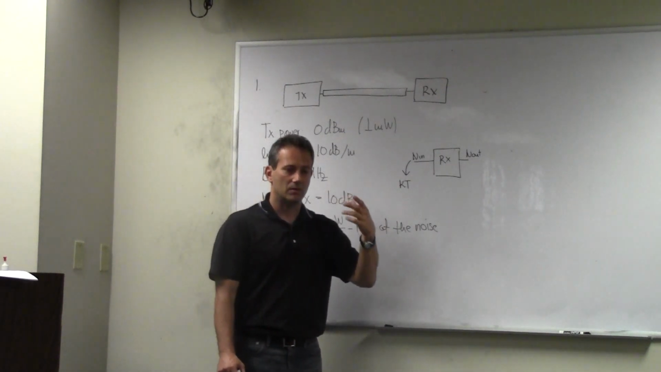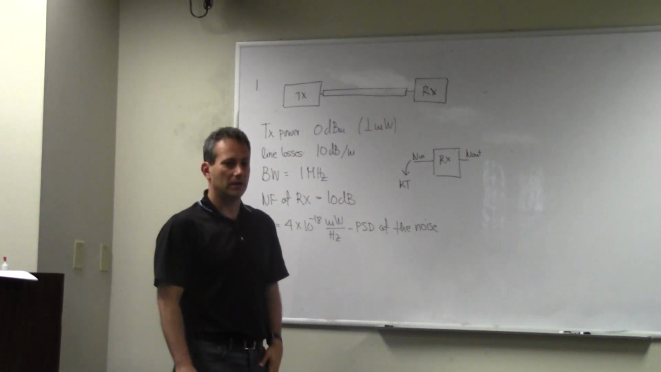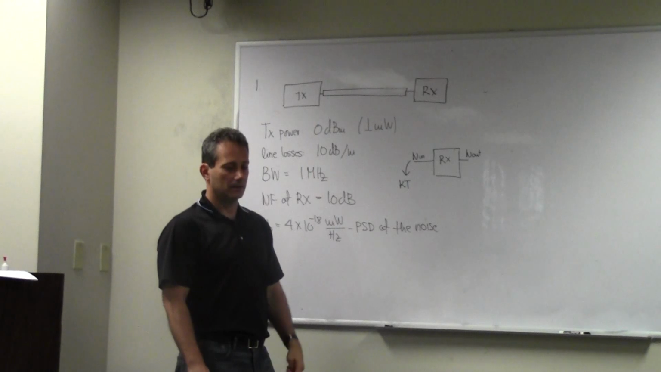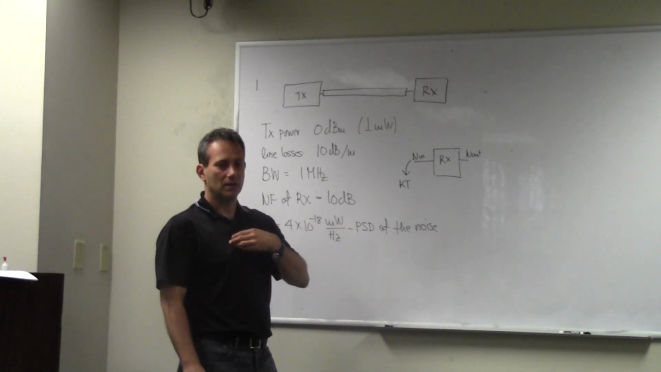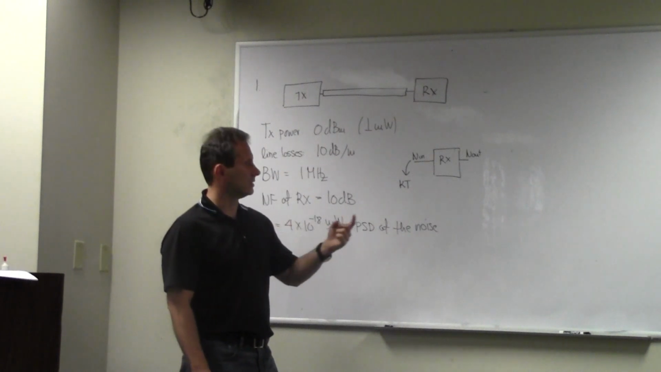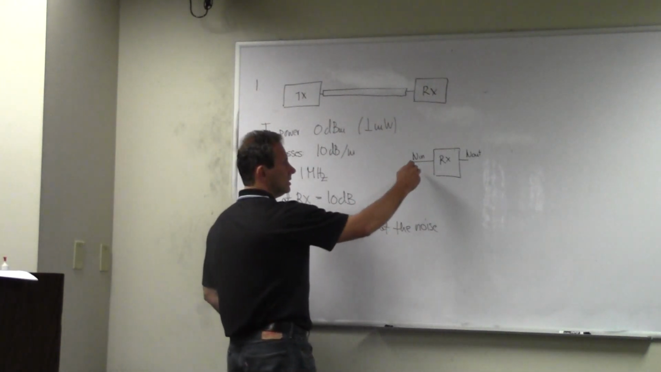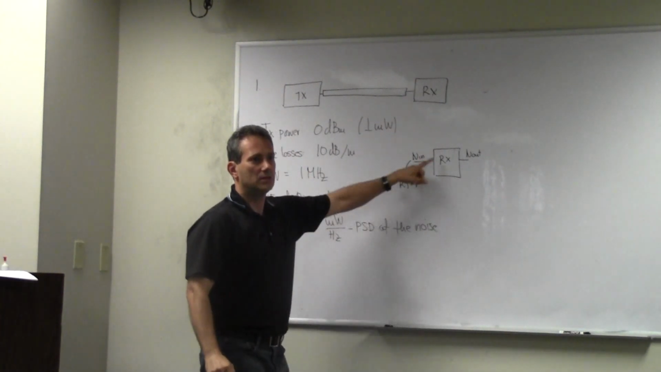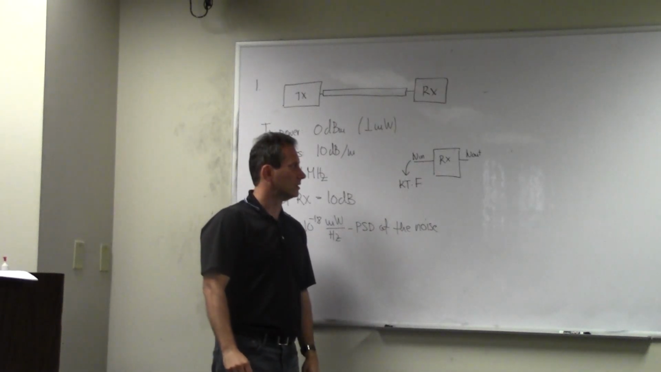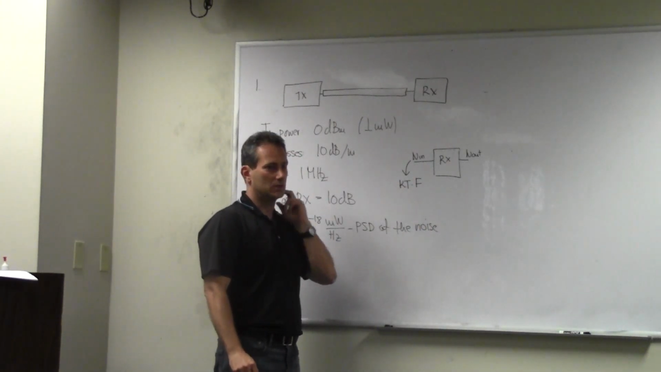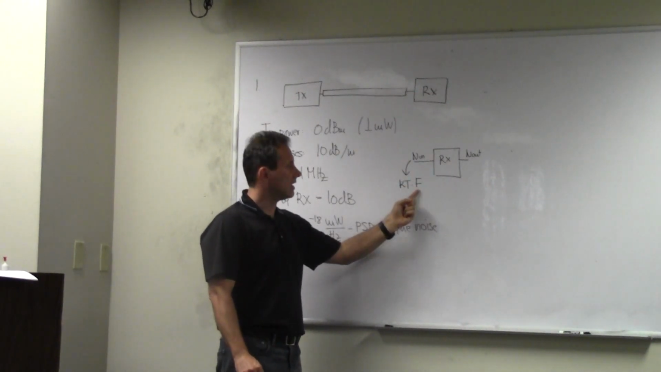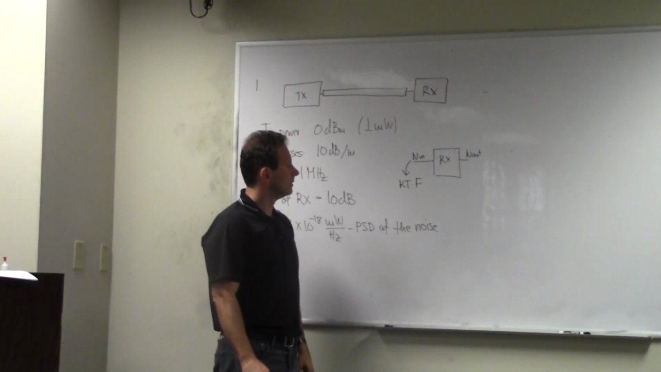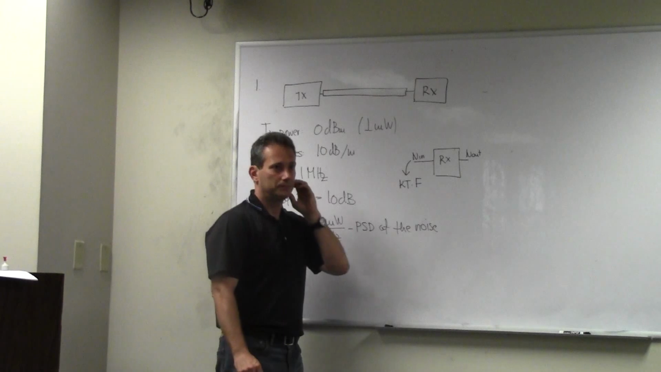Practically speaking, this is all a relatively, I wouldn't say complex, but elaborate description of something that we use very simply in practice. In practice, what we say is the power spectral density here is kT times F. And then we treat the receiver as noiseless. So we assume that the noise at the input is F times larger than the thermal noise alone.